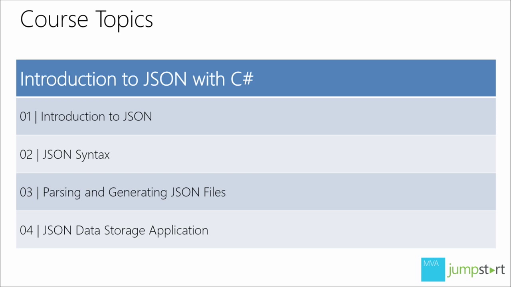OK. And what do we expect the viewers to have done in the past? What prerequisites do we have? Well, we expect them to know C# at an intermediate level. We don't expect them to know any JSON because this is an introductory course to JSON. We suggest that they have Visual Studio 2015 Community installed because that is the IDE that we are working with. That sounds perfect.